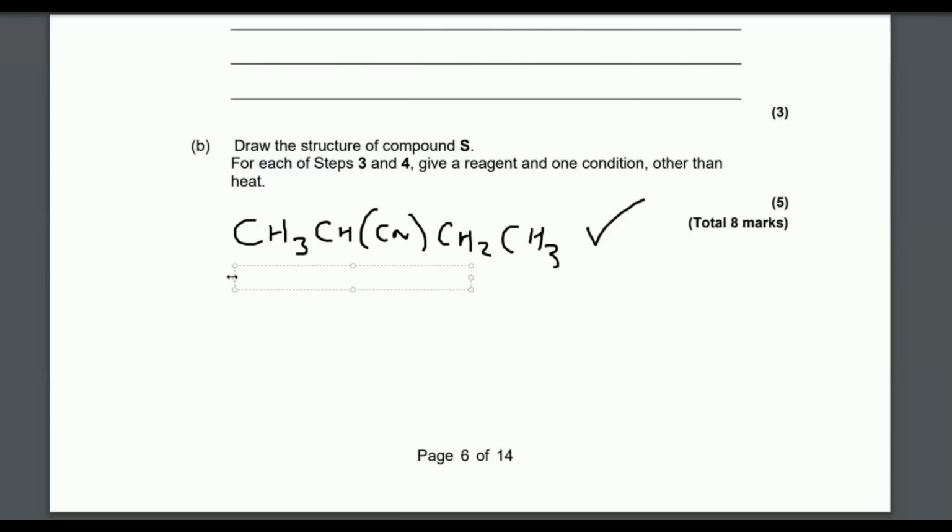So that is the structure of compound S. You need KCN and ethanol, and that is the reagent and condition for step 3. And then the reagent is hydrogen to make the amine, and you need a platinum catalyst. You could say palladium or nickel. There you go. That's the reagent and the condition. Super. Let's move on to the next question.